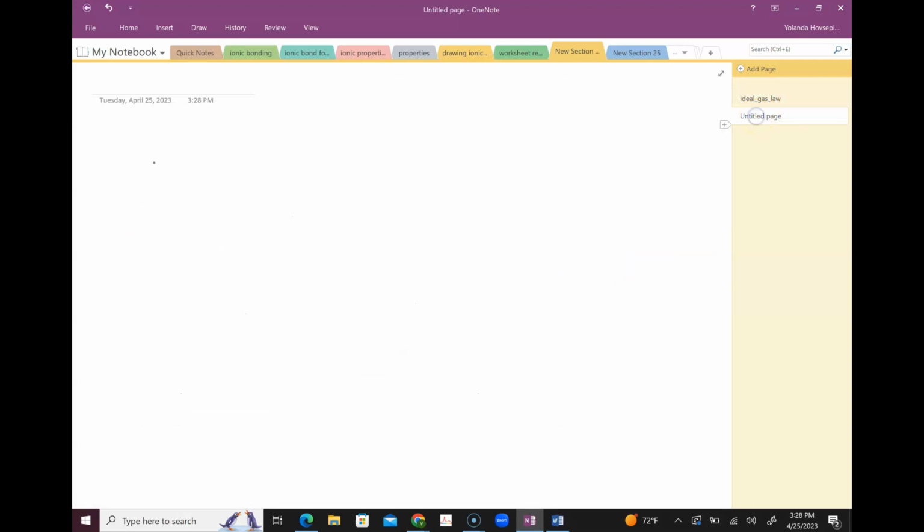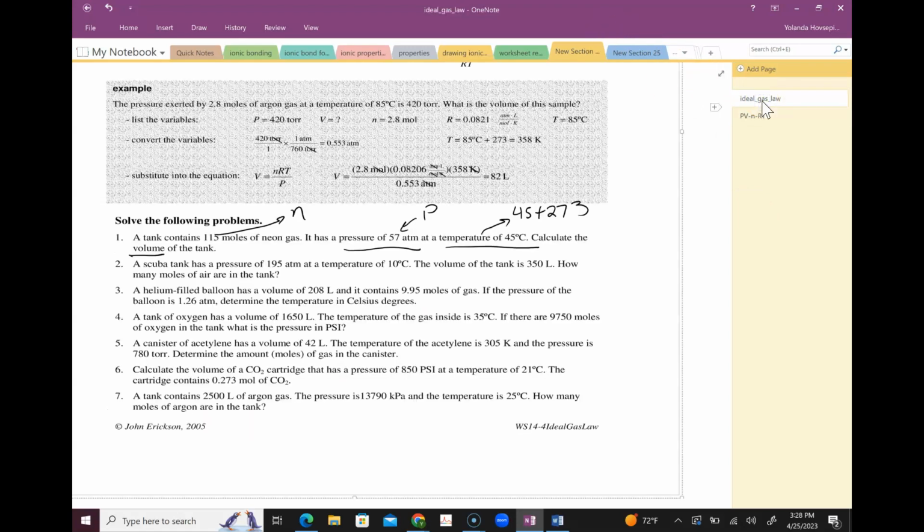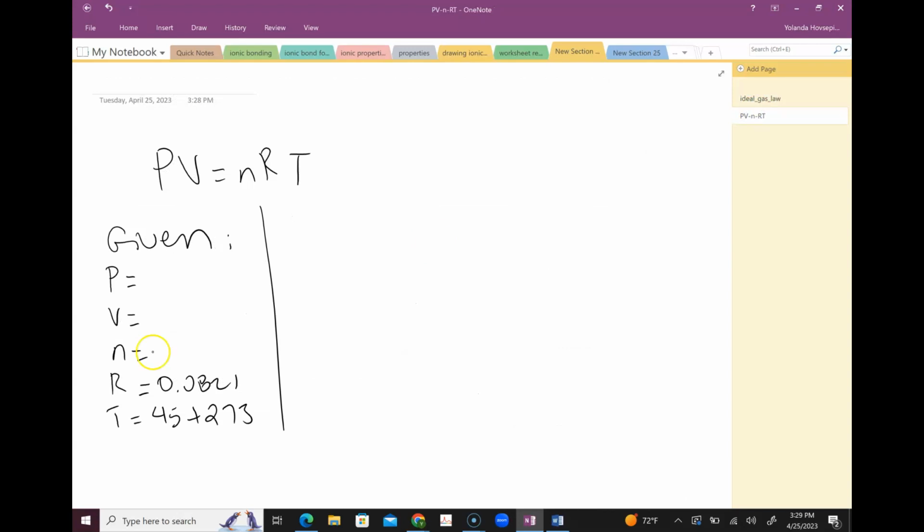We're going to plug into PV equals nRT. We'll do 3 columns. We'll do given. All right, so pressure is equal to, volume is equal to, N is equal to, R is equal to, well, R is always the same. And then T is 45, but you add 273. N is 115 moles, and pressure is 57 ATM.